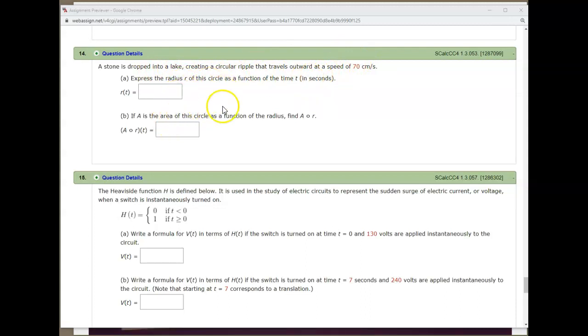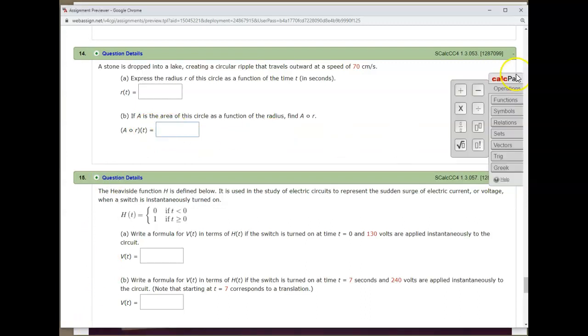Now, if the area of the circle is a function of the radius, find A of the radius. Remember, the area of a circle is pi r squared. So touching here, you can get symbols. The pi is there, the infinity is there. You might have seen this already because they alerted you to the infinity. So you're going to need pi times whatever you put in for the radius squared.